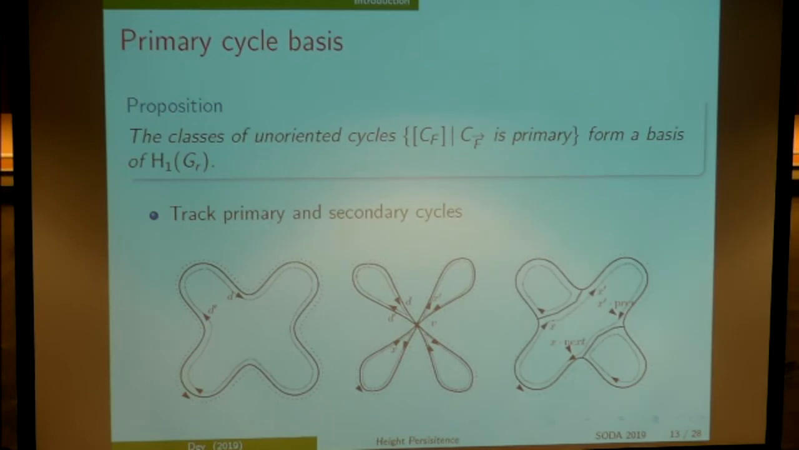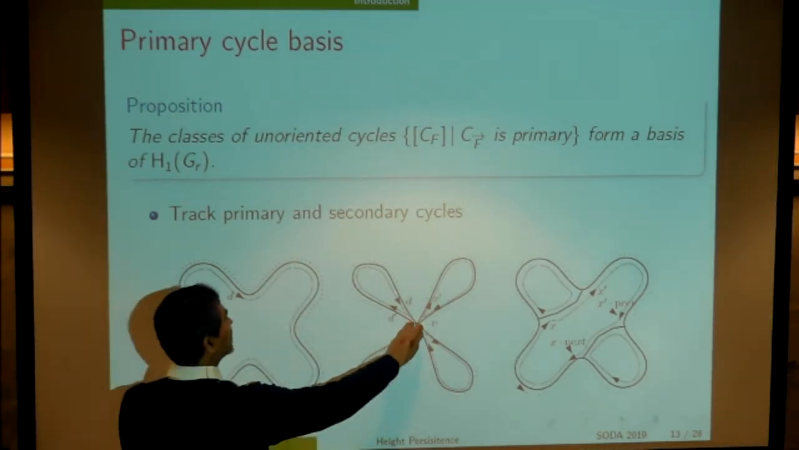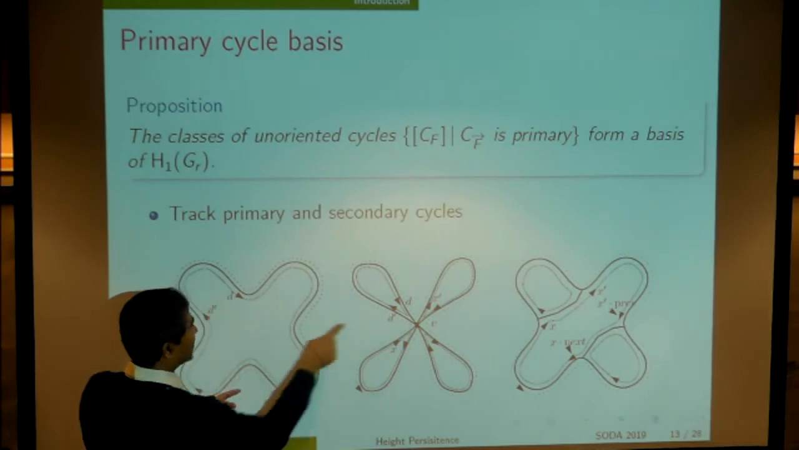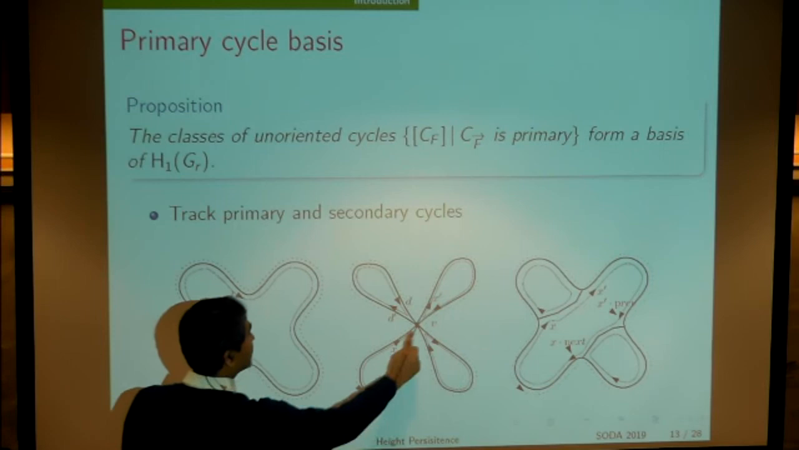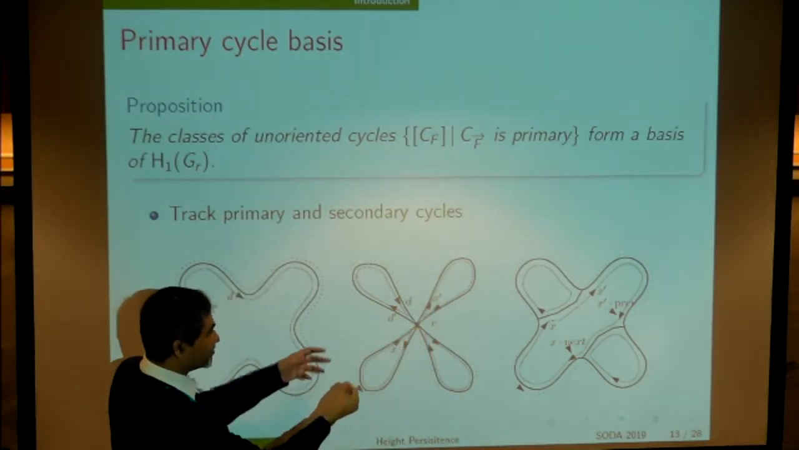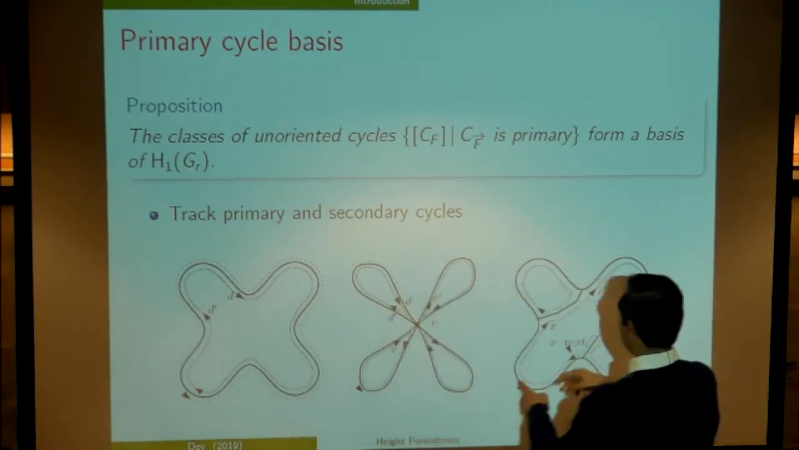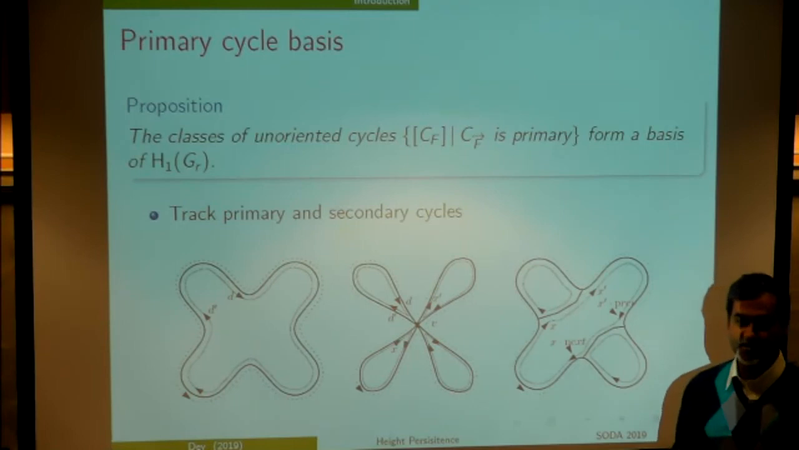This is another example, just to give you an idea. Suppose this is a cycle right now, primary and secondary, and they come together. Now the primary cycle gets split into 4, and the secondary cycle remains as it is. Then after you go through the vertex, it may happen that some of these primary cycles join together and they split. All these things I have to track.